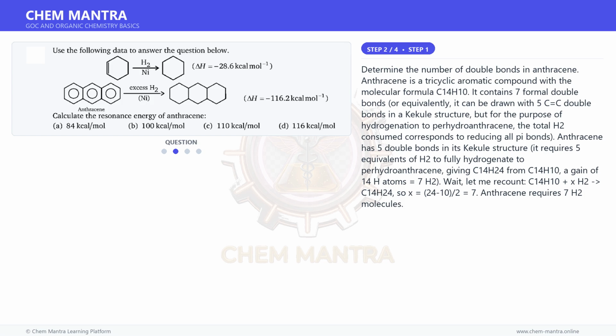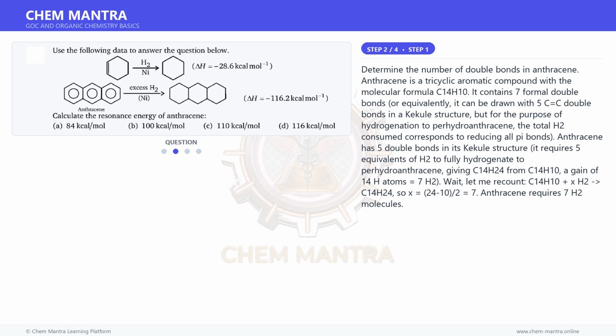Determine the number of double bonds in anthracene. Anthracene is a tricyclic aromatic compound with the molecular formula C14H10. It contains 7 formal double bonds, or equivalently, it can be drawn with 5 C=C double bonds in a Kekulé structure, but for the purpose of hydrogenation to perhydroanthracene, the total H2 consumed corresponds to reducing all pi bonds. Anthracene has 5 double bonds in its Kekulé structure.